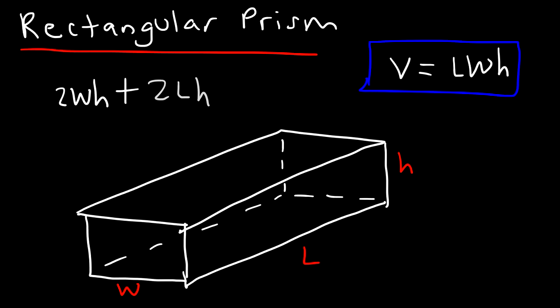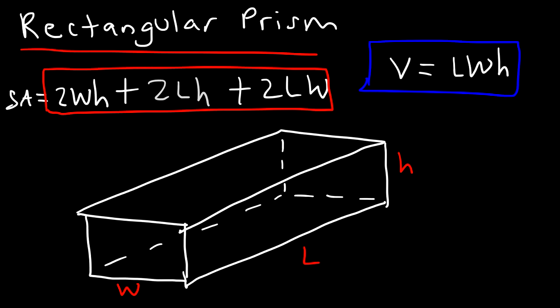And then we need to calculate the area of the top face and the bottom face. So it's the width times the length, and then times 2. So that's going to be 2LW. So this will give you the surface area of a rectangular prism.